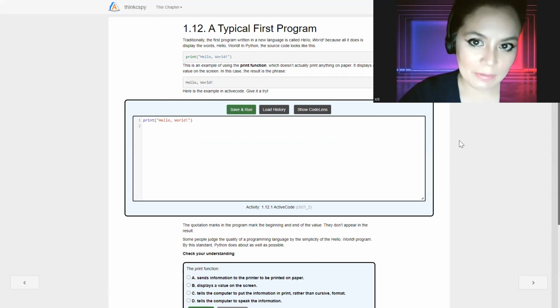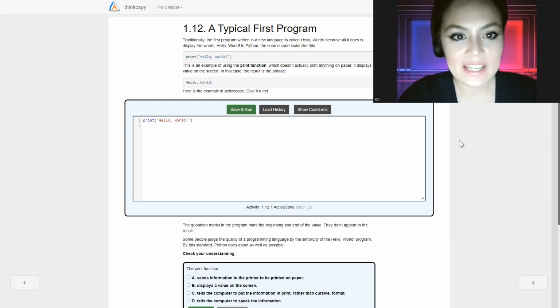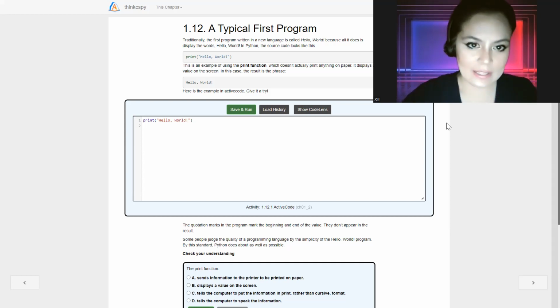A typical first program. Traditionally, the first program written in a new language is called Hello World, because all it does is display the words Hello World. In Python, source code looks like this right here.